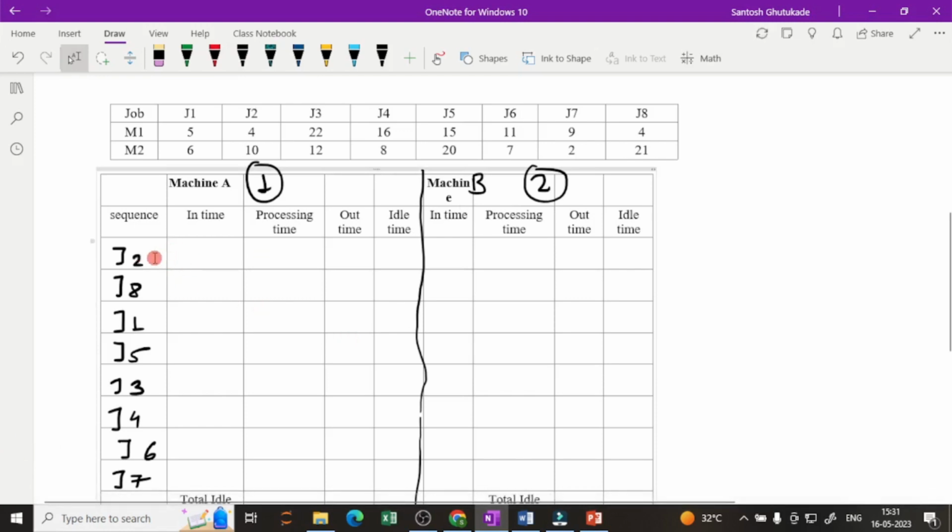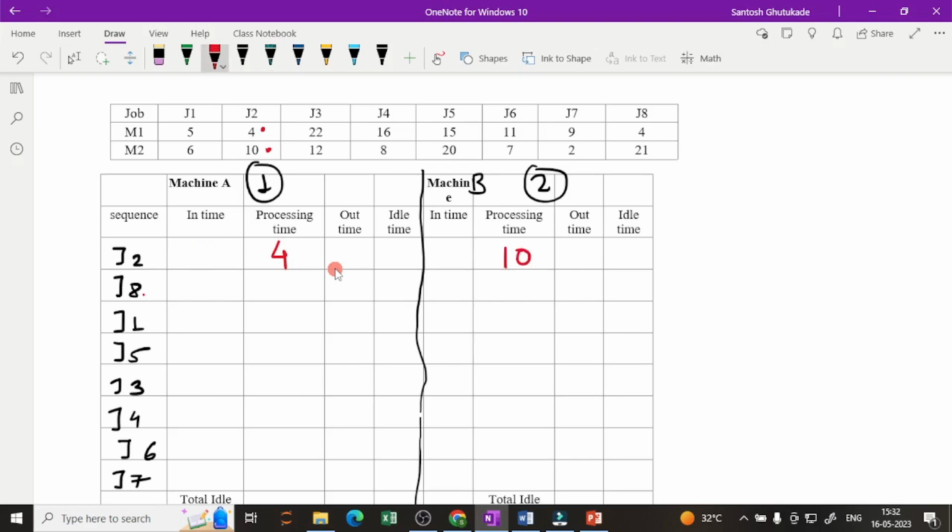Now we will start with the first job, number 2. The in-time, when the job is taken on the machine, is 0. Before that we will write the processing times for this sequence. For job number 2 the processing times are 4 and 10. So 4 minutes are required on machine number 1 and 10 minutes on machine number 2. So I will write 4 here, and the processing time for machine number 2 is 10.